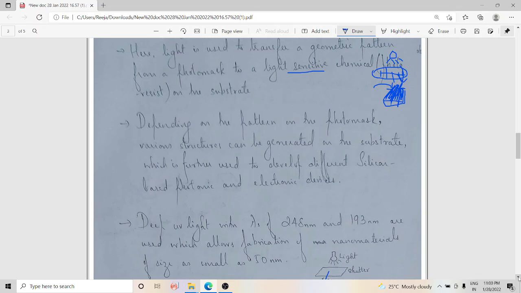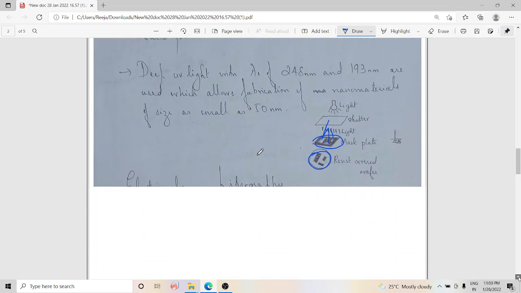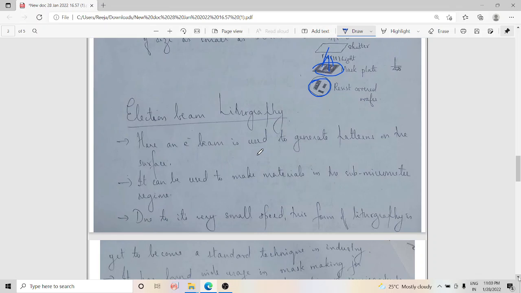This is photolithography, where light is used to generate these images on the surface. The second lithographic technique that is followed is electron beam lithography. Here electron beams are used to generate the pattern on the surface. Here we do not use a photomask. Instead, the electron beam is used to generate patterns on the surface.